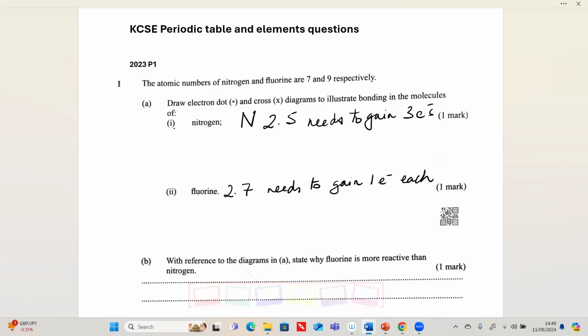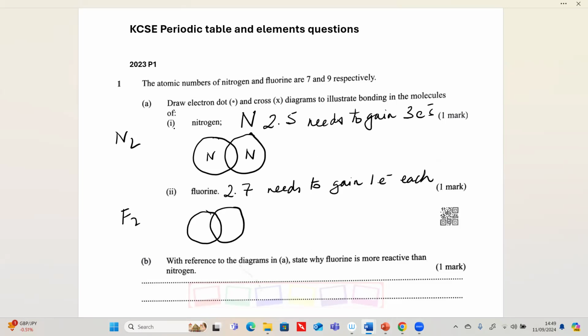Now, we know that it's N2 and F2, so we start by drawing overlapped circles because they're covalent, so they will share like this. So this is N, N, F, F. Now, this nitrogen here on the left needs to borrow 3 electrons from the other one. So I'm going to put 3 crosses in here. At the same time, the one on the right needs to borrow 3 from the one on the left. So let's put 3 dots in.